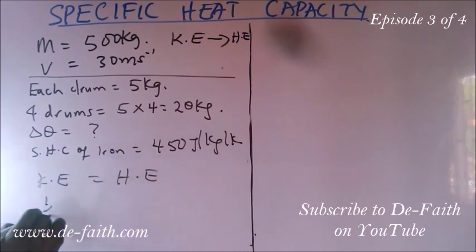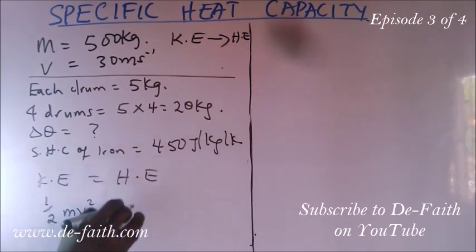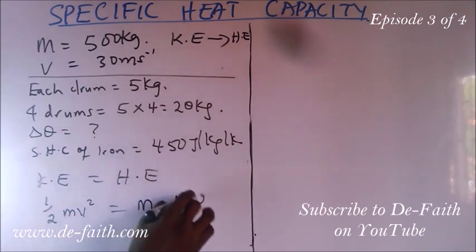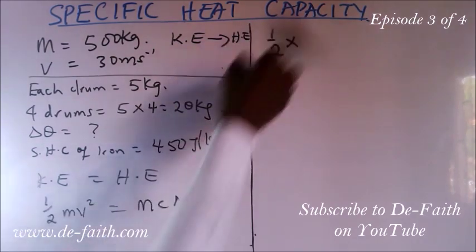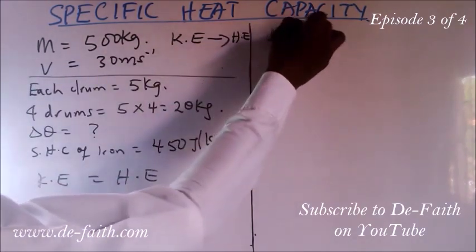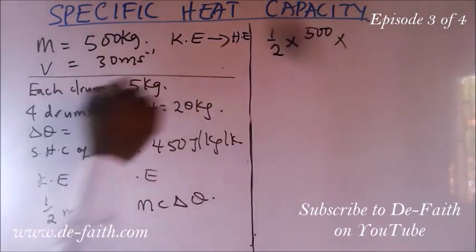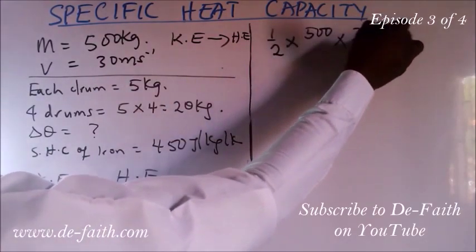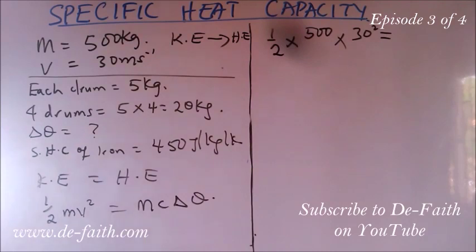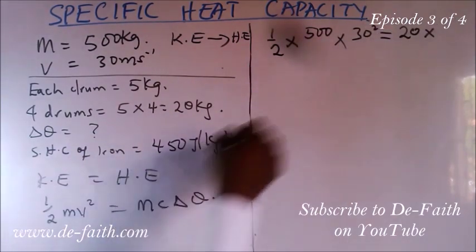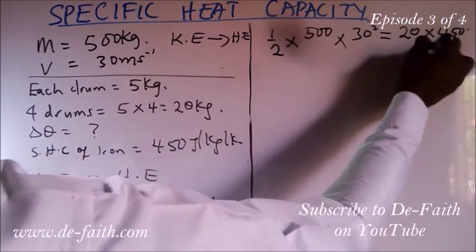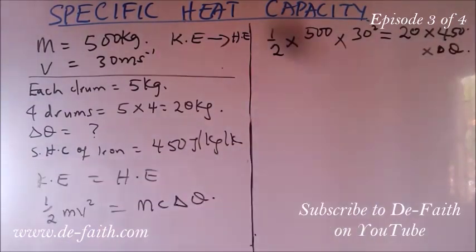Now, kinetic energy is half mv squared as a formula, and heat energy is mc change in temperature. That is how we calculate the quantity of heat. So from here, we have 1/2 times mass, which is 500, times velocity, which is 30, squared, equal to the mass of the 4 drums, which is 20, times the specific heat capacity, which is 450, multiplied by the temperature change.